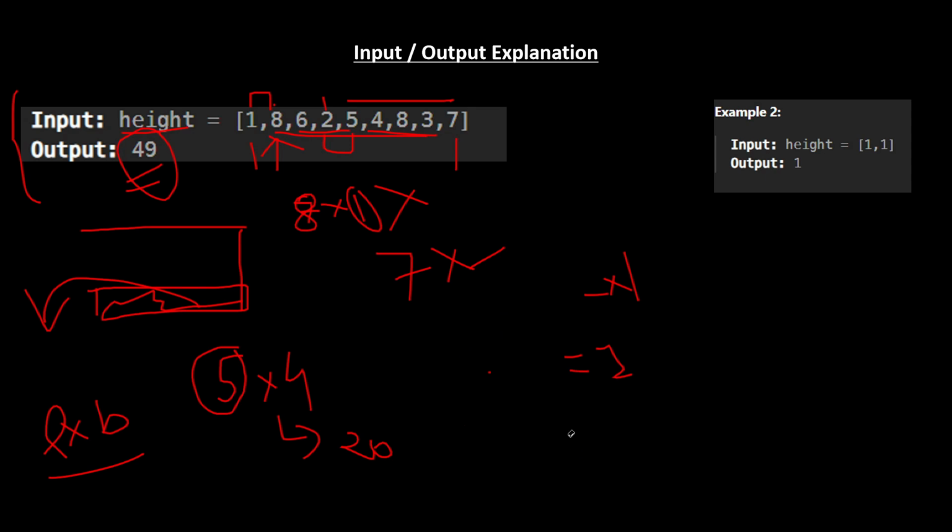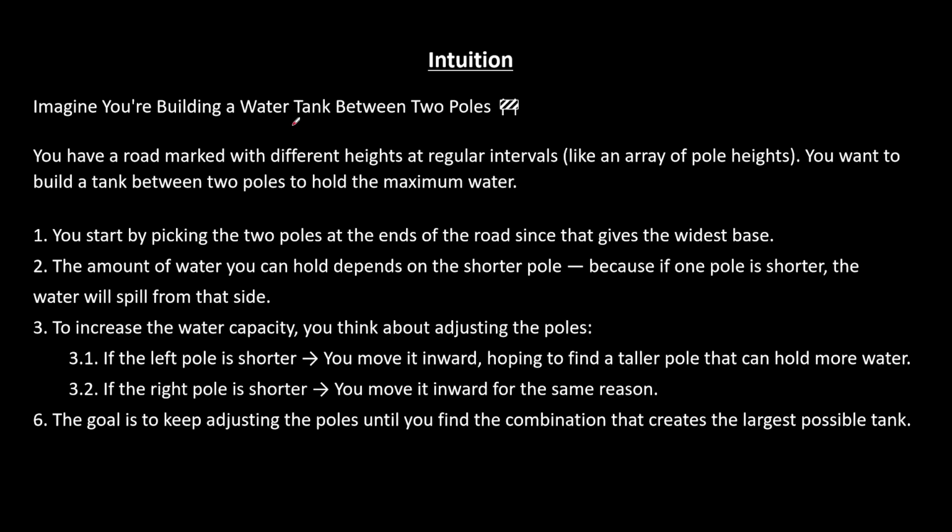Now let's look into the second example. There is nothing much. We are given two values, 1 and 1. Either of them is similar, so we could take any of them, and the height is 1 and the distance between them is also 1. So we get 1 as the output. I hope you understood the input output explanation. Now let's move to the next slide.